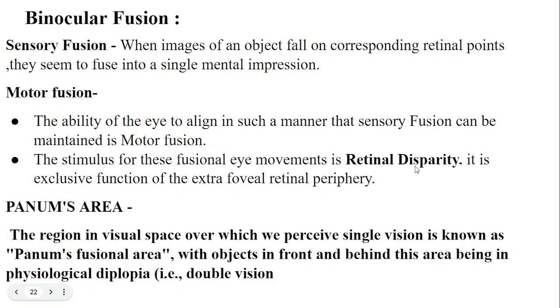Retinal disparity, which is the difference between the images formed on the two retinas, is the stimulus for those fusional eye movements. Motor fusion is an automatic process that is mediated by the vergence systems, which control the position of the eyes relative to each other. The vergence system uses information from the extrafoveal retinal periphery to align the eyes and maintain binocular fusion.